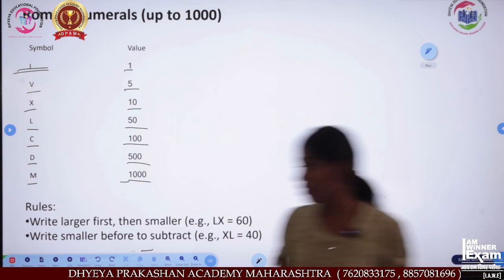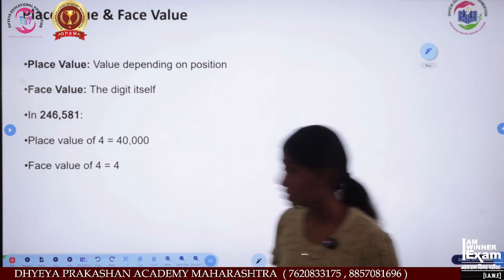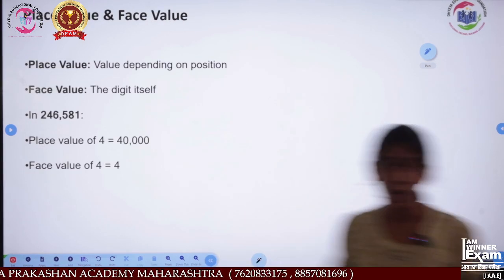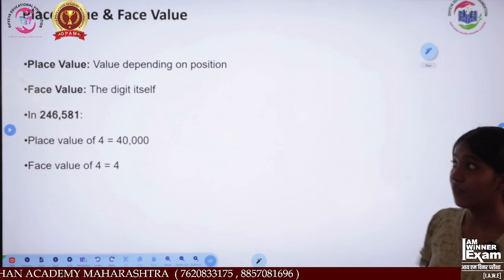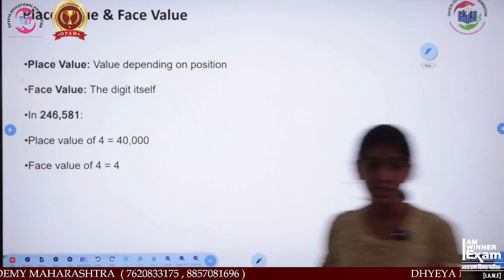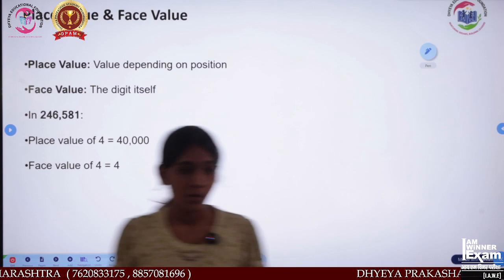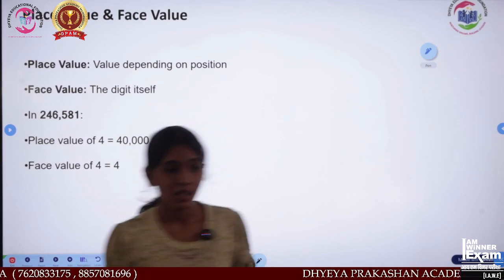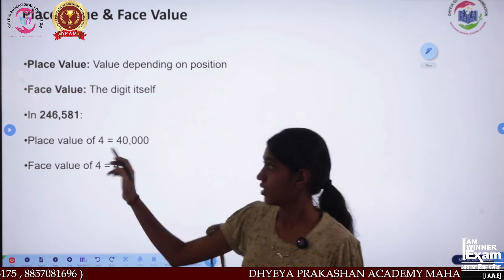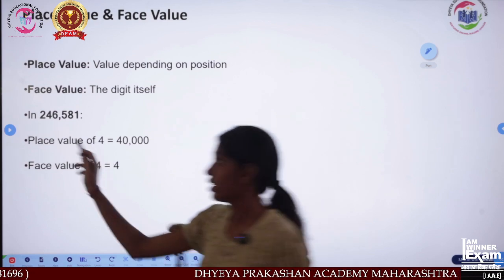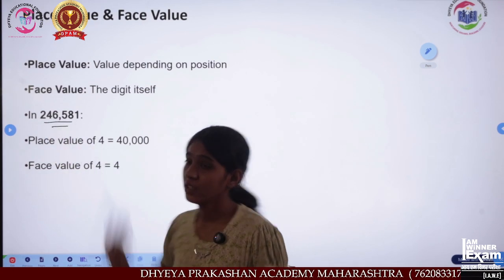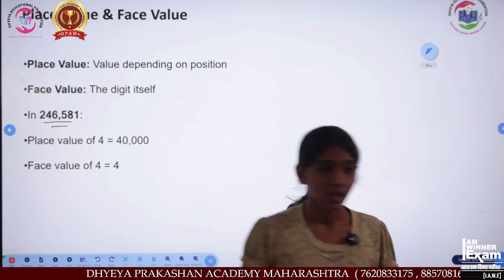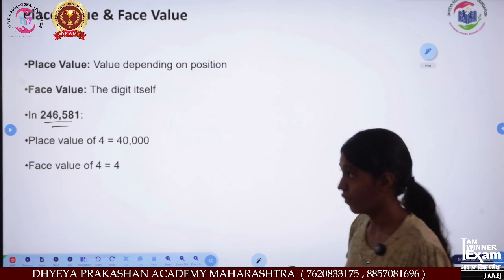If any MCQ comes on large numbers, how to derive the place value and face value. Place value is nothing but the value depending on a position. It is the number you can see. They ask the value of a 4.